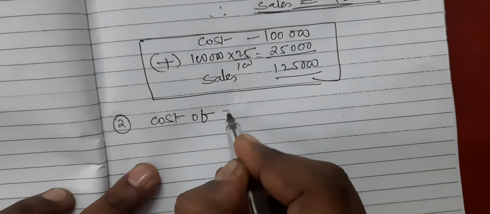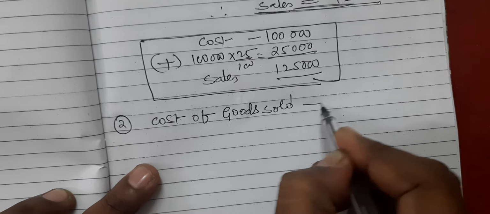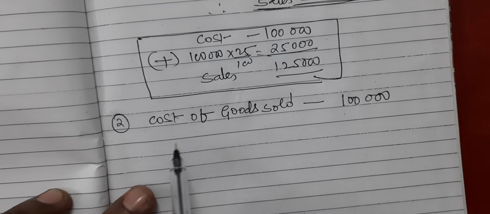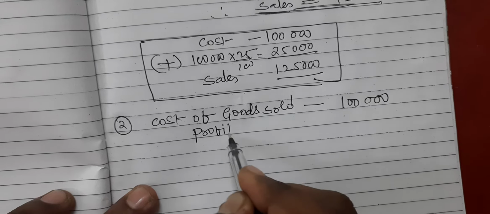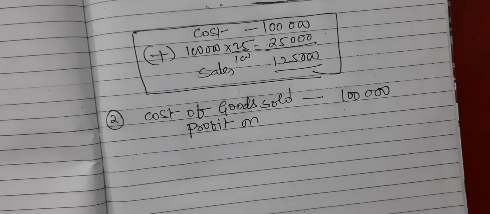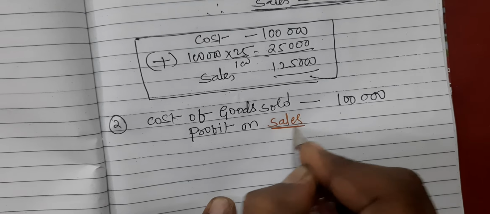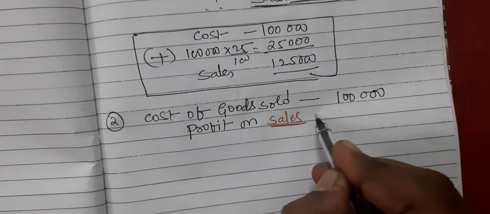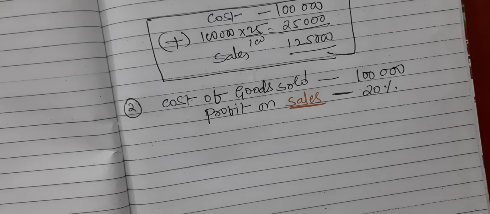Cost of goods sold. Example, 1 lakh. Cost of goods sold is equal to 1 lakh. Profit on sales. Profit on sales, how much? Say for example 20% is given.